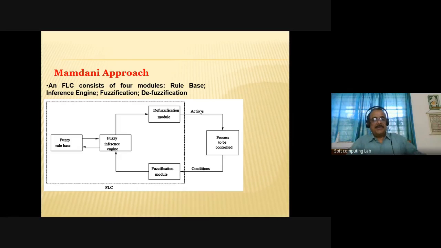Now here in the Mamdani approach, what we do is these condition variables, the input variables, will pass through one fuzzification module. What is that fuzzification module? To discuss the fuzzification module, actually I'll have to concentrate on the membership function distribution of the input parameters or the input variables. What are those?